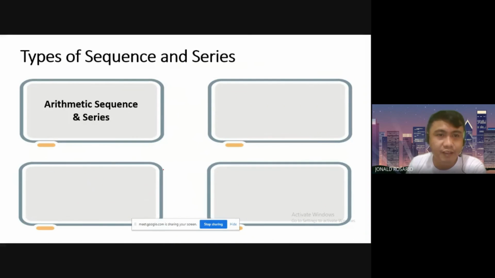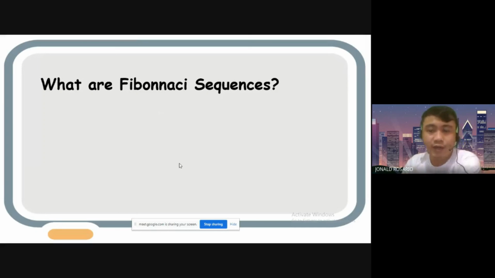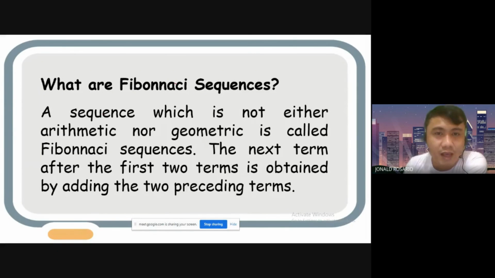Okay, so we're done with arithmetic sequence and series, geometric sequence and series, harmonic sequence, and now the last one, Fibonacci sequence. Okay, Fibonacci sequences. What are Fibonacci sequences? A sequence which is not either arithmetic nor geometric is called a Fibonacci sequence. Siguro yung may iba sa inyo dito ay bago sa pandinig nila itong word na ito, itong sequence na ito.